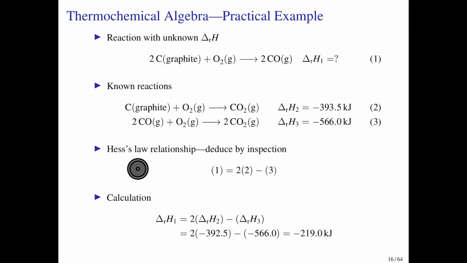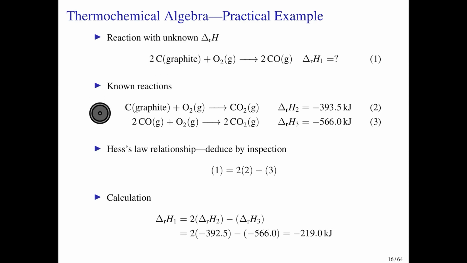So the idea is that you want to construct the unknown reaction from the known reactions. Okay, and I do this by inspection. So here's how I do it. I'm trying to build reaction 1, this reaction here. And so what I do is I look at the reactants and I see, what reactant do I want? I want carbon graphite. And so I look at my known reactions for carbon graphite and I see it here in reaction 2. It is on the reactant side, which is good, that's where I want it, but I want a stoichiometric factor of 2 in front.